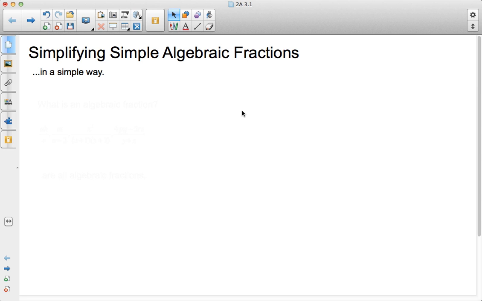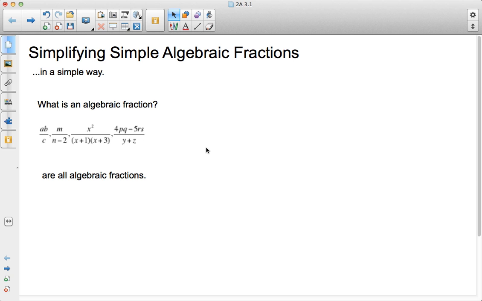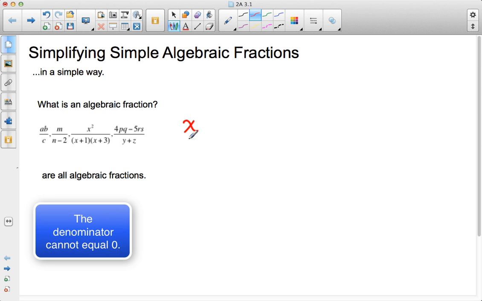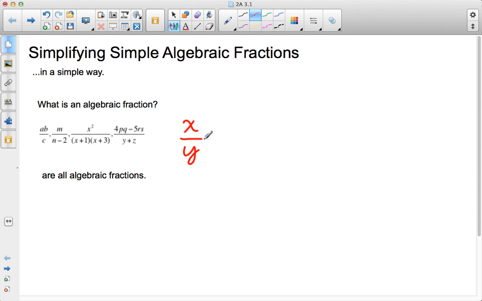Today we're going to be talking about simplifying simple algebraic fractions. But the first thing we need to discuss is maybe what is an algebraic fraction. So as we can see, here are some examples of algebraic fractions. AB over C, M over N minus 2, x squared over (x plus 1)(x plus 3), 4pq minus 5rs over y plus z. So really any combination of variables and coefficients in the numerator or the denominator will get you some sort of algebraic fraction.